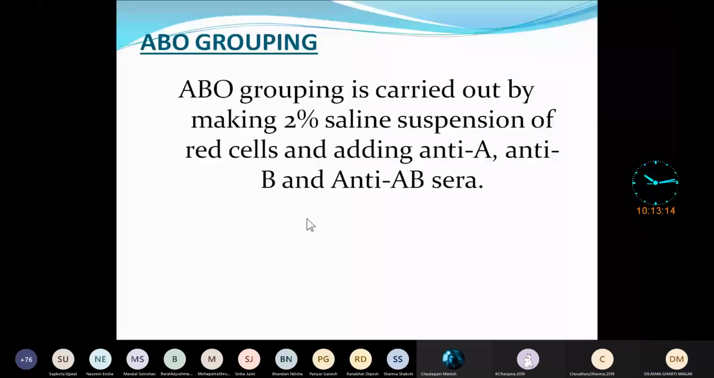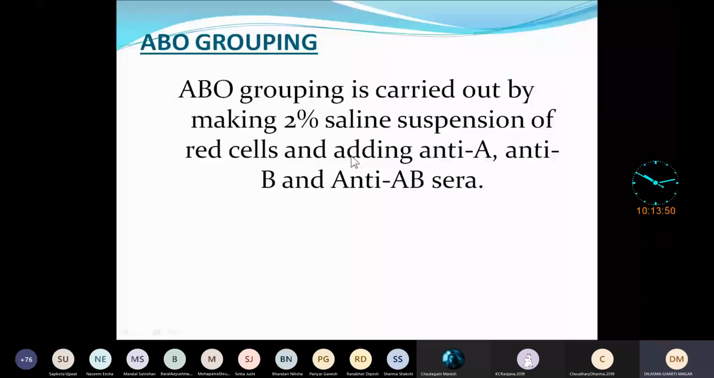So now we will go into how we will do the blood grouping. ABO blood grouping is carried out by making the 2% saline suspension. That means whenever we take the blood, we will make the 2% saline suspension of the RBCs, and then in that saline suspension, we'll add the antisera. There are different types of antisera. One is the anti-A, and then the anti-B, and then the anti-AB sera is also there.